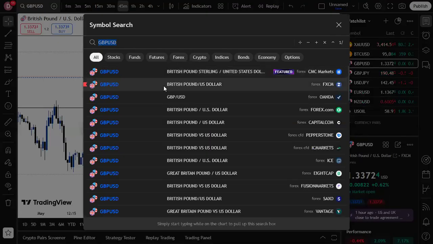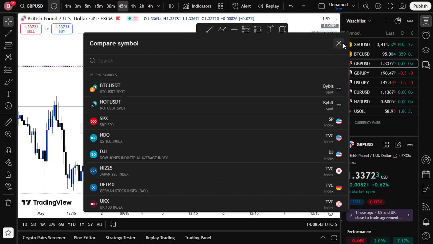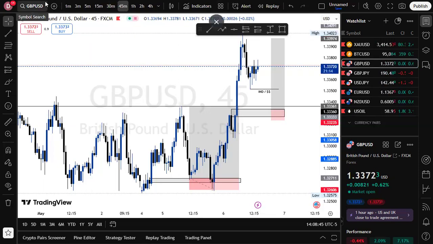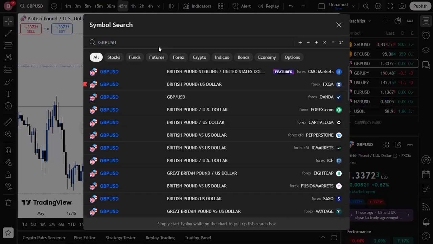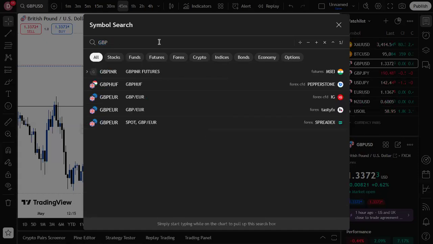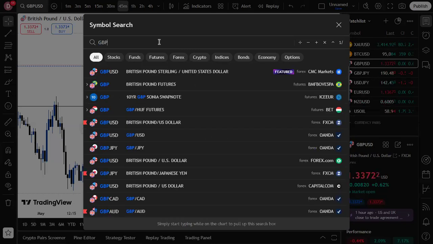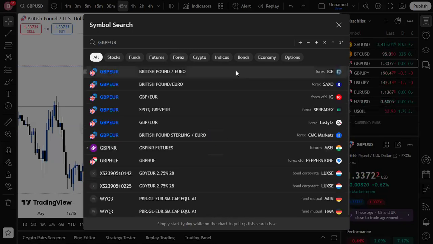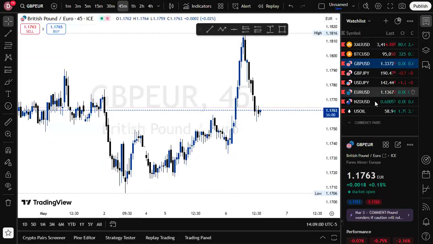So let's say we're trading, let me just click here to search. Let's see, reading GBP EU. You're going to see something like this, right? If you click on it, it's not going to add here, right? It's not going to add it because it was not on the watch list.